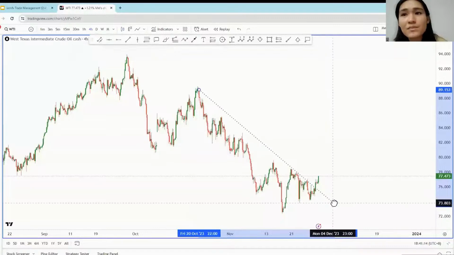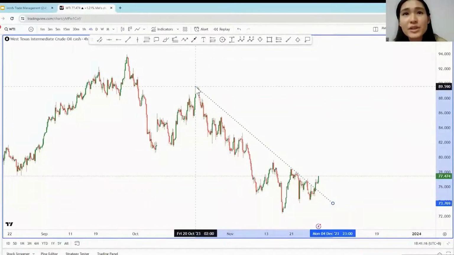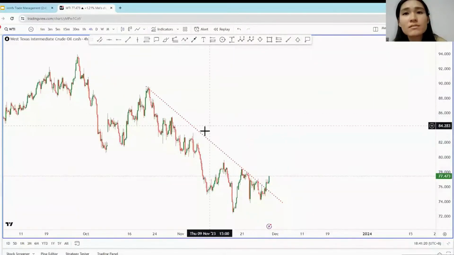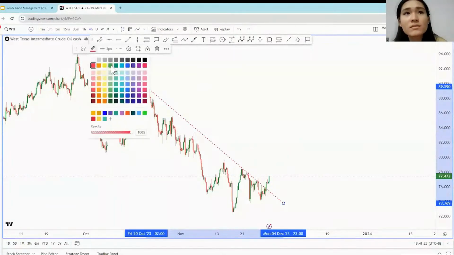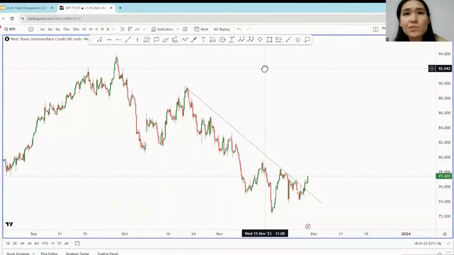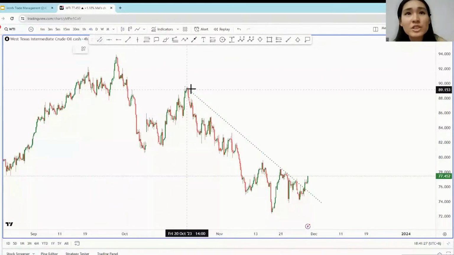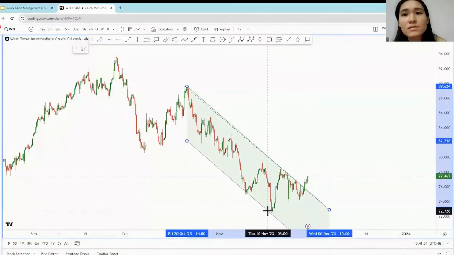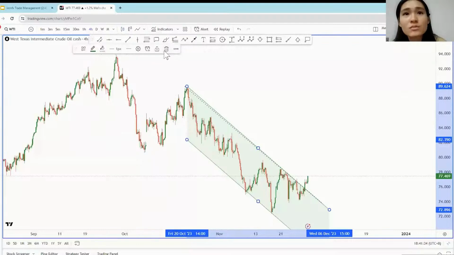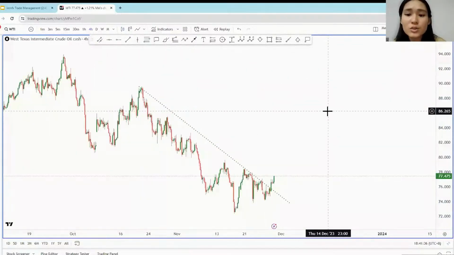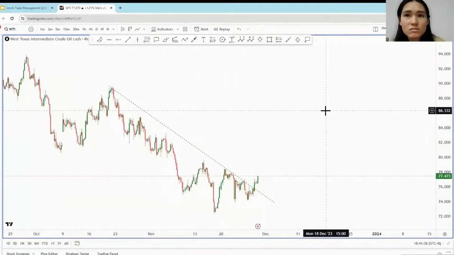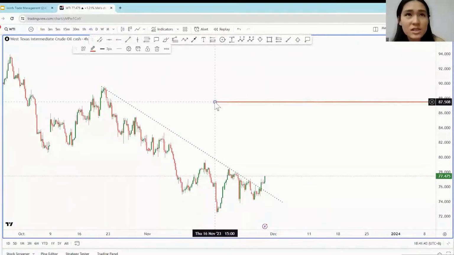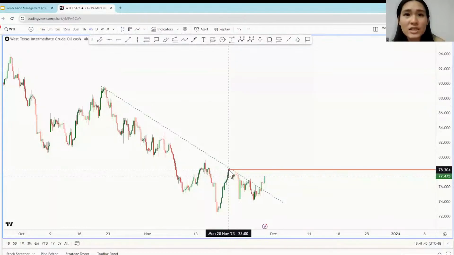Okay. We do have price breaking out of that. Let's see if we have a channel. No. Okay. So we're just gonna continue our analysis and then we'll see what our Fibonacci levels tell us.